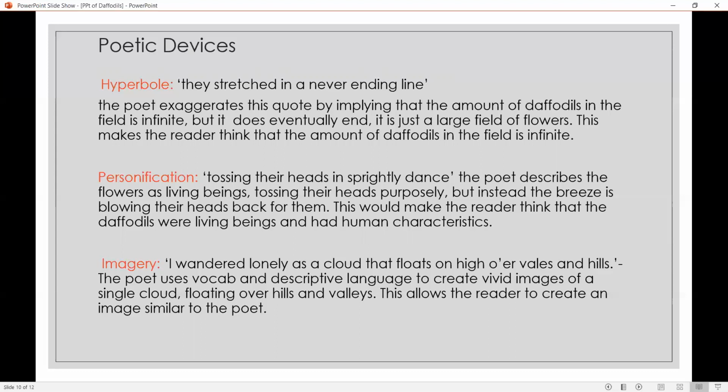Imagery. I wandered lonely as a cloud that floats on high over vales and hills. The poet uses vocabulary and descriptive language to create vivid images of a single cloud floating over hills and valleys. That is how the movement of the cloud is explained. See the word used there, floating. This allows the reader to create a similar image to the poet.